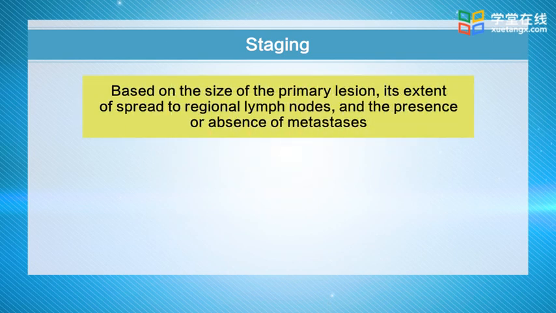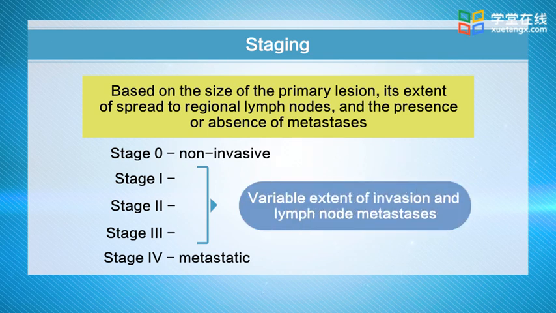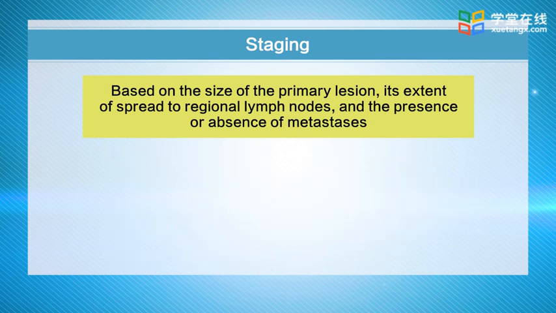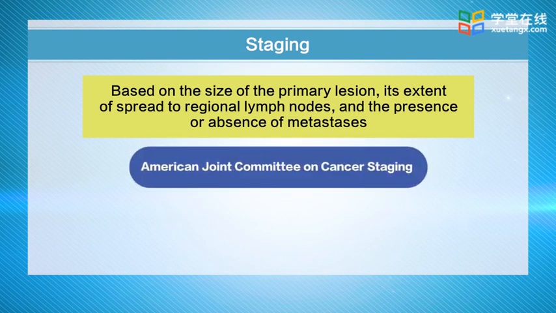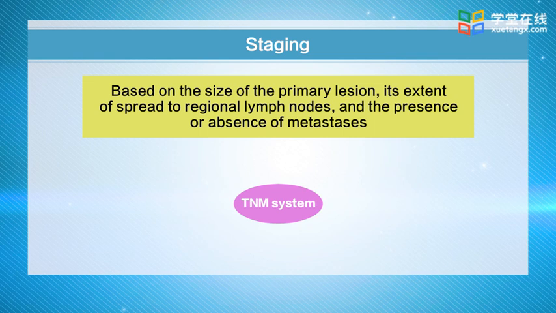Furthermore, the stage of a malignant tumor is based on the size of the primary lesion, its extent of spread to regional lymph nodes, and the presence or absence of blood-borne metastasis. The major staging system currently in use is the American Joint Committee on Cancer staging. This system uses a classification called the TNM system. TNM staging varies for specific forms of malignant tumor, but there are general principles.